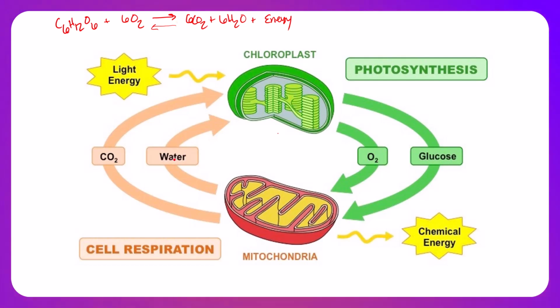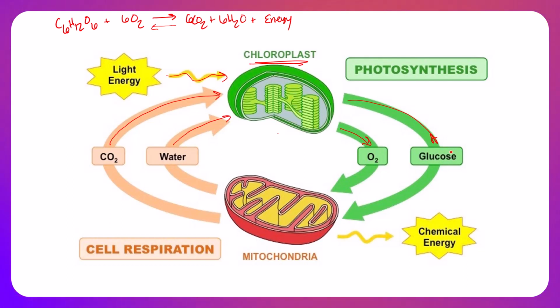Chloroplasts are going to take in water. This is a reactant. They're going to take in CO2. They're going to take in light energy in the form of photons, and they're going to convert all of these reactants into the photosynthetic products, which are O2 and glucose. Chloroplast obviously being the organelle responsible for photosynthesis.